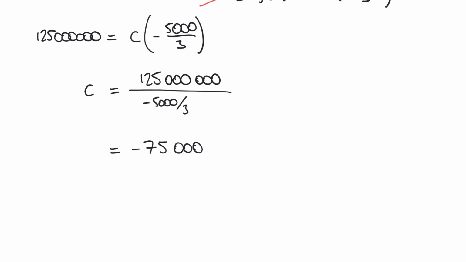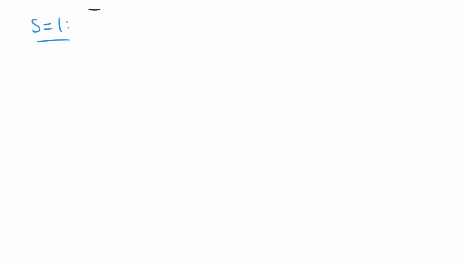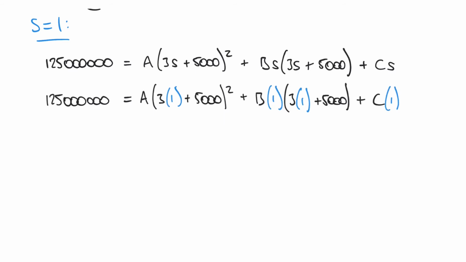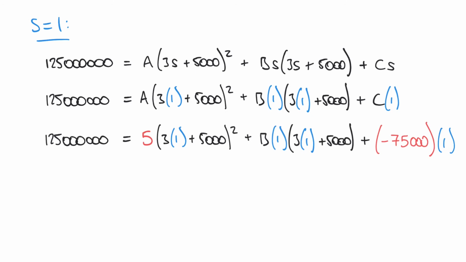Okay, so now we know that A equals 5 and C equals minus 75,000. We can solve for B, and we can do this by substituting any number really for S, because we now know A and C. But for simplicity's sake, let's use S equals 1. So every time we had S, it's now 1. So there was our original function here. Here it is with all of our S's replaced with 1s. Notice that we've also substituted our values of A and C, which we know the values of both. A is 5, C is minus 75,000. So we've put those in there as well.